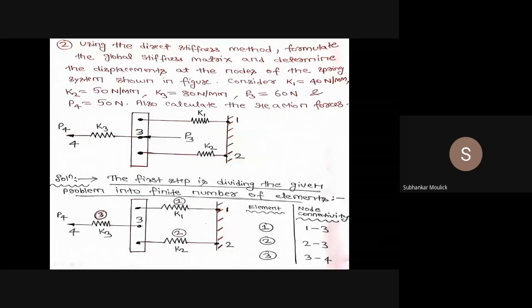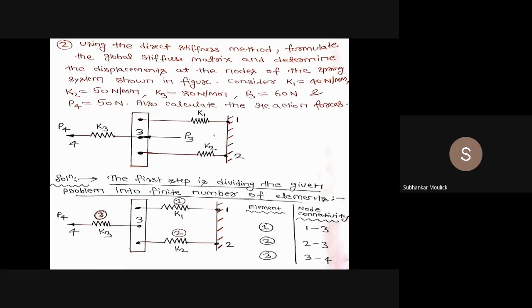Yes, if I want to increase the difficulty level of the problem, I can add many elements. Here you can see that 3 elements are present. In the exam, I can give you 5 elements. Then in that case, the entire global stiffness matrix will be a 5 cross 5 matrix. You will get 5 different equations. You have to find out those 5 unknowns and so on. The only way to increase the difficulty level is to increase the number of elements.